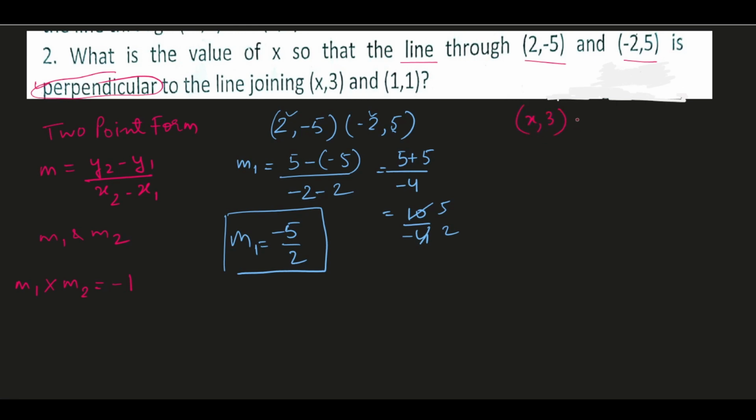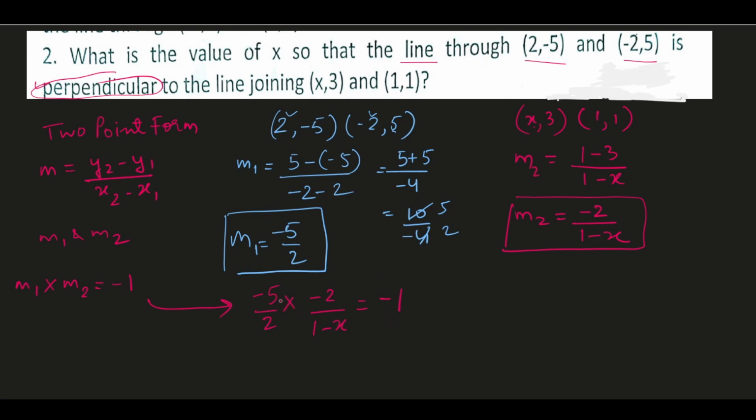X comma 3, 1 comma 1. In case of M2, we have y2 as 1, y1 as 3, divided by x2 as 1, and minus x1 as simply x. Now M2 will be 1 minus 3, which is minus 2, divided by 1 minus x. Now minus 5 by 2 into minus 2 divided by 1 minus x is equal to minus 1. I came across this with the help of the relationship between the slopes of two non-vertical lines.